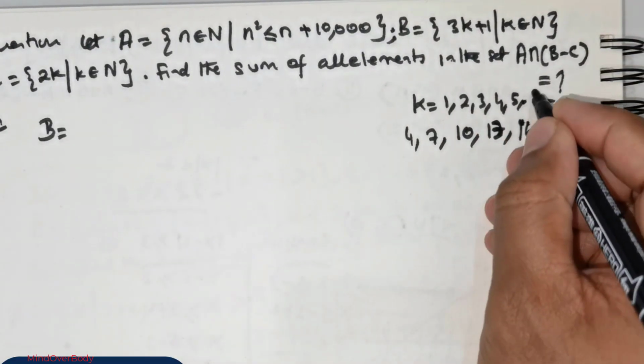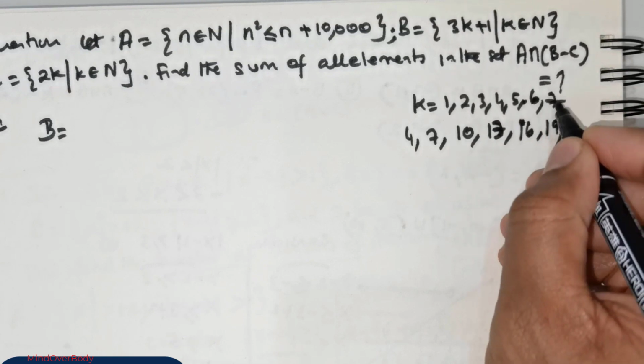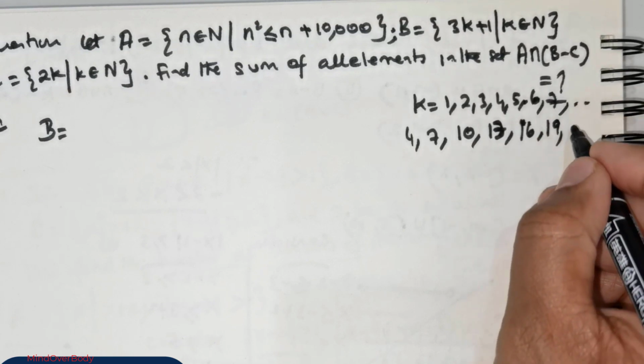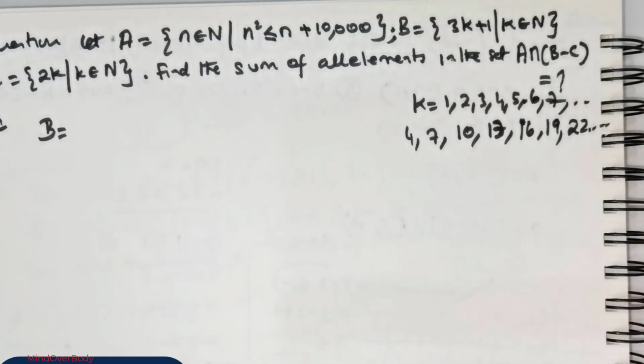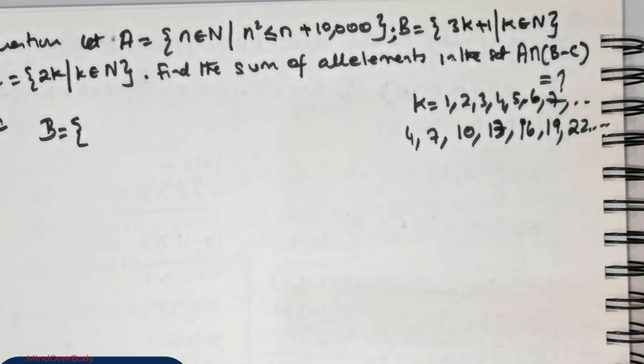And when I take the value of 6, 6 3s are 18, plus 1, 19. I take the value 7, 7 3s are 21, 22, and so on and so forth. So that is the set for B.